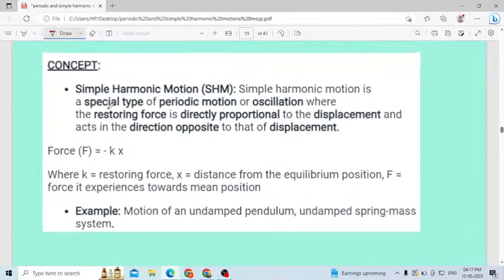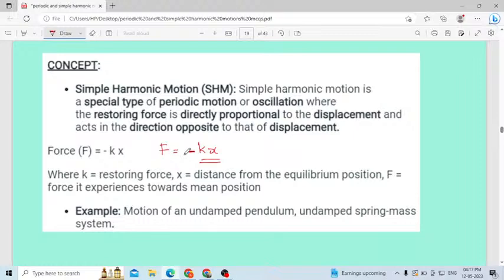Consider the case of simple harmonic motion. It is a special type of periodic or oscillatory motion where the restoring force is directly proportional to the displacement and acts in the direction opposite to that of the displacement. Therefore the minus sign is there. What is meant by restoring force?